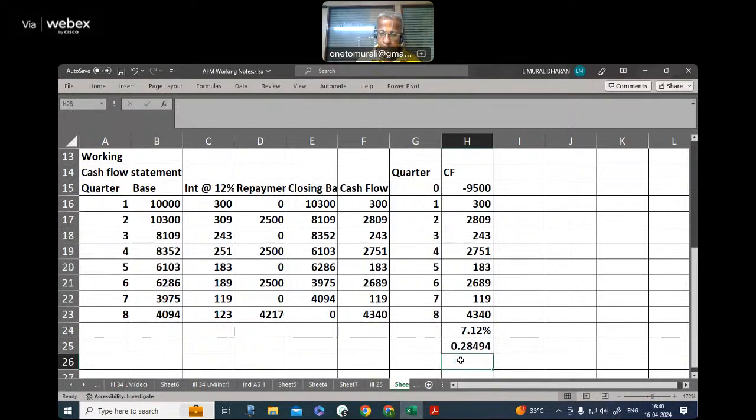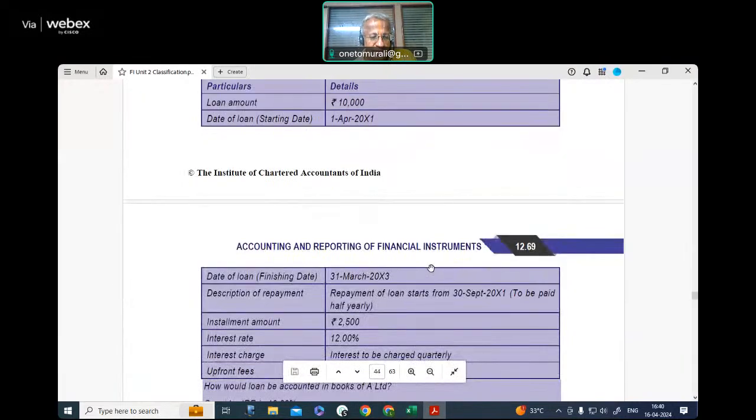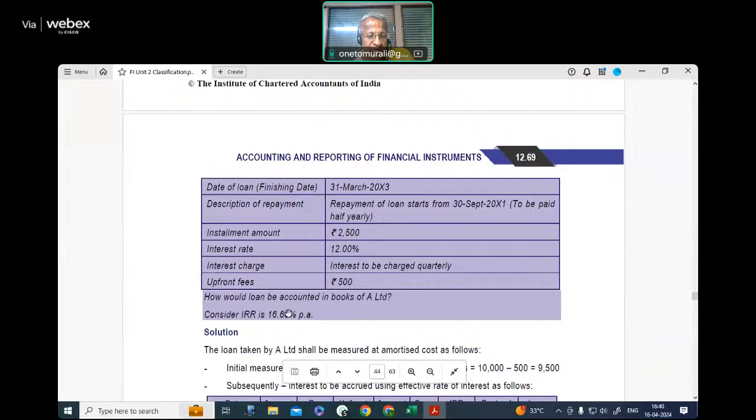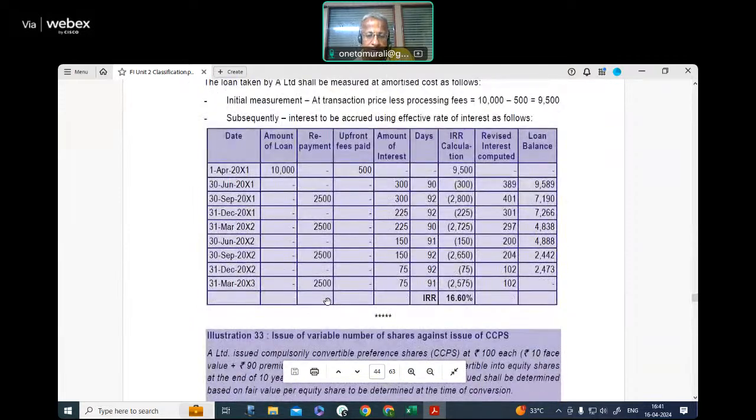This into 4. So annually it is somewhere in the region of 28.49%. But in our institute, they mentioned the interest rate as 16.60%. So how have they arrived at it? They have arrived at it in this fashion. They have taken interest also that is getting paid. Let me just check how they work.